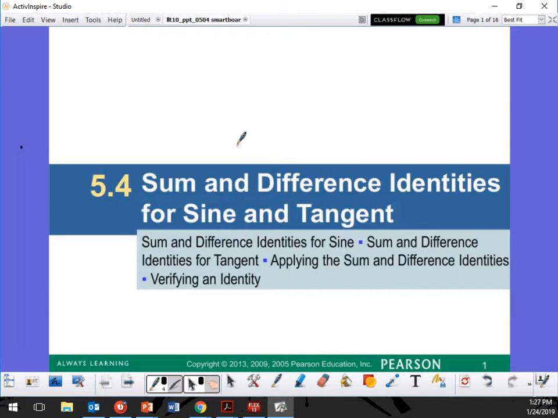Okay, so we're going to do a lot more with sine, but yes, there are one or two tangent problems you're going to have to do. So deal with it.